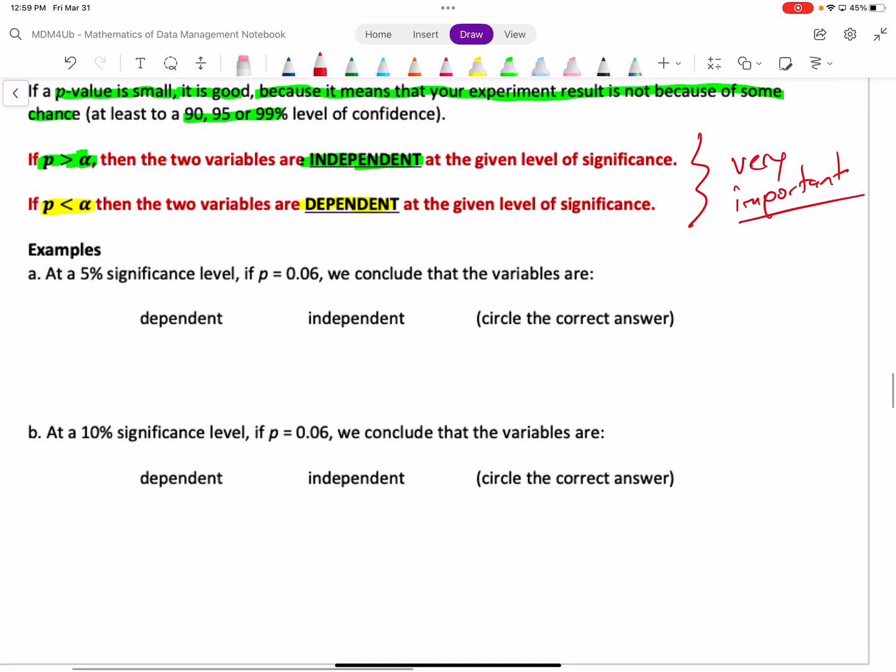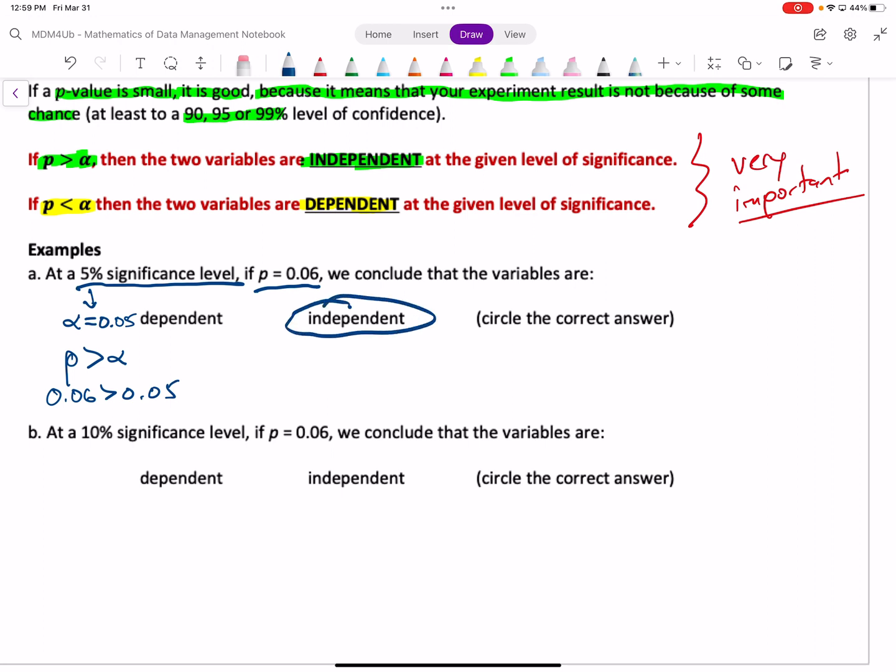So for example, let's say at a 5% significance level, so alpha is 0.05, I get a p-value of 0.06. It's really close. What would you conclude in that scenario? Is p greater or less than alpha? Yeah, so p, I would say, is greater than alpha because 0.06 is greater than 0.05. That would tell me that they are independent.